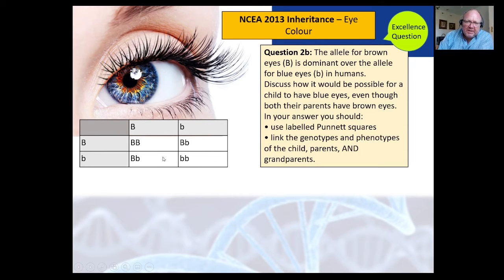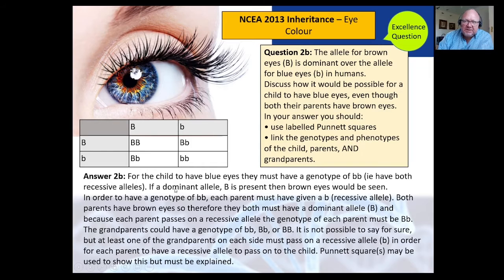Now the parents both have to be heterozygotes, which means that from their parents, the grandparents, they had to inherit one recessive and one dominant, which means that at least one of the grandparents was brown-eyed because they contained the brown allele. Whereas the little b could have come from a heterozygous grandparent or it could have come from a homozygous recessive grandparent. Okay, so here's the model answer.